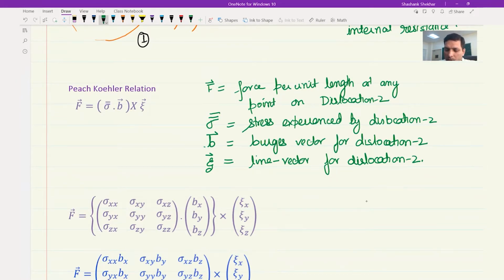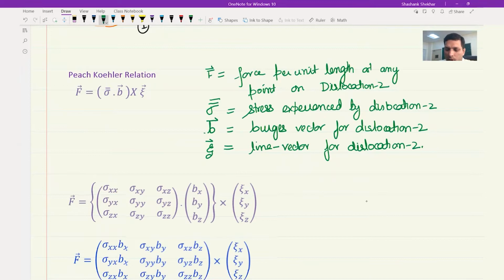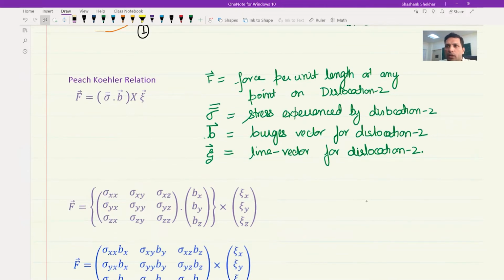And this is how it will be written when you want to calculate the forces acting per unit length on dislocation 2. When the dislocation density increases in the material, then this stress increases. And in turn, the force acting on dislocation 2 would increase. So this is, you can say, the origin of strengthening when you have higher dislocation density.